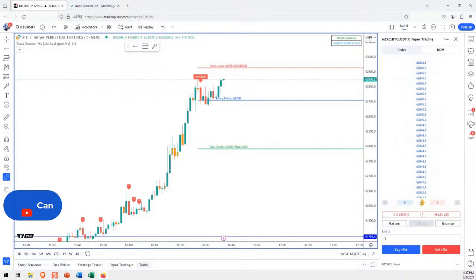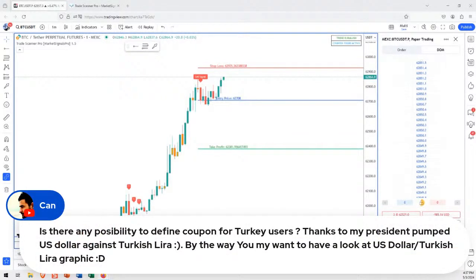Ken, is there any possibility to define coupon for Turkey users? Thanks to my president pumped the US dollar. By the way, you may want to have a look at the US dollar.